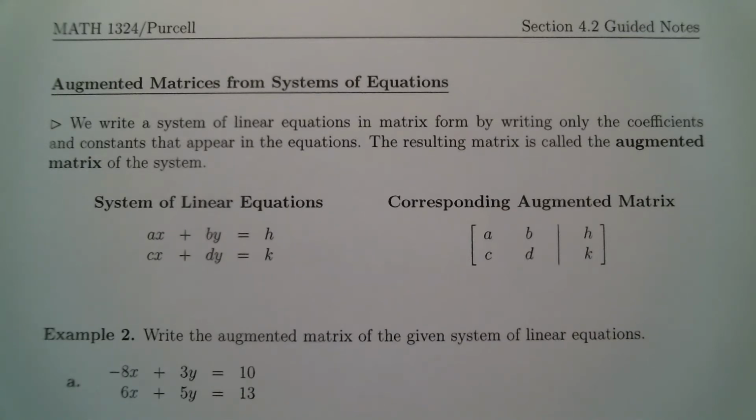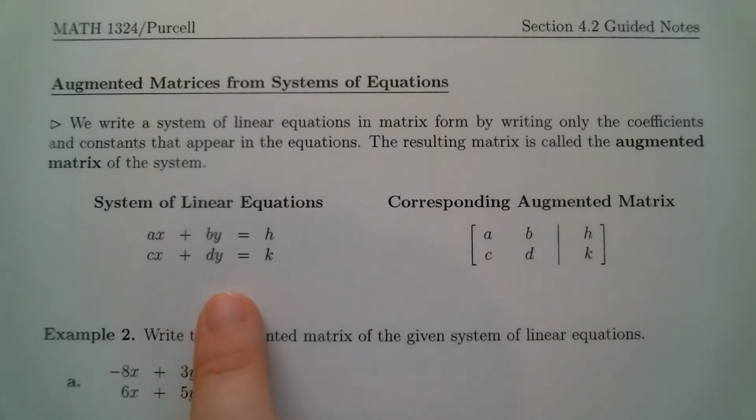On page 2, under augmented matrices from systems of equations, we read the first bullet point there. It says, we write a system of linear equations in matrix form by writing only the coefficients and constants that appear in the equations. The resulting matrix is called the augmented matrix of the system. So that's a new phrase there, augmented matrix. Here's how you do it.